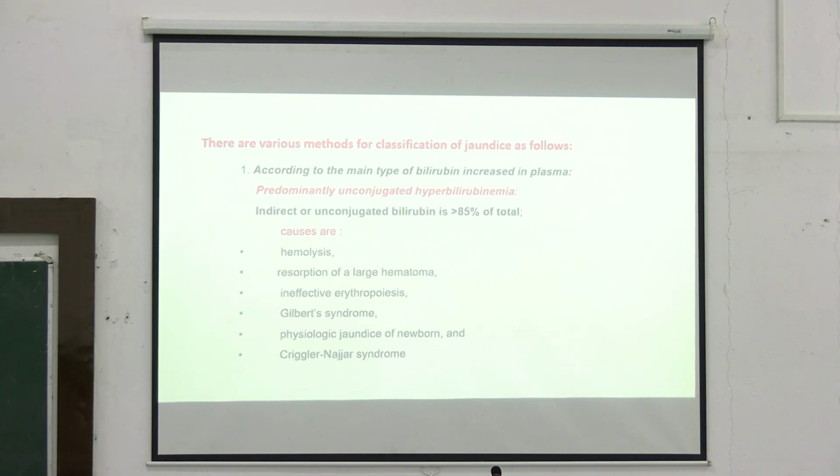Number one is according to the main type of bilirubin increase in plasma. Predominantly unconjugated hyperbilirubinemia: indirect or unconjugated bilirubin is more than 85% of total. Causes include hemolysis, resorption of a large hematoma, ineffective erythropoiesis, Gilbert syndrome, physiological jaundice of newborn, and Crigler-Najjar syndrome.